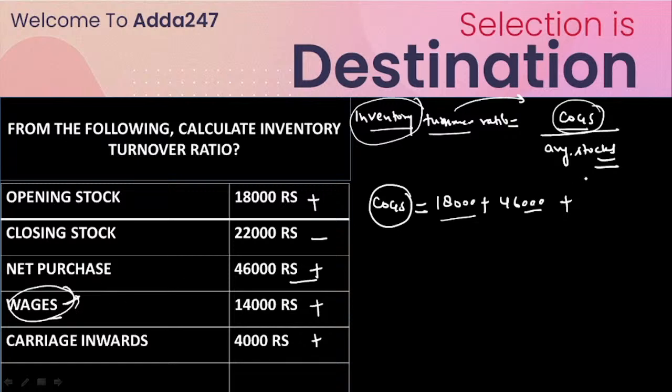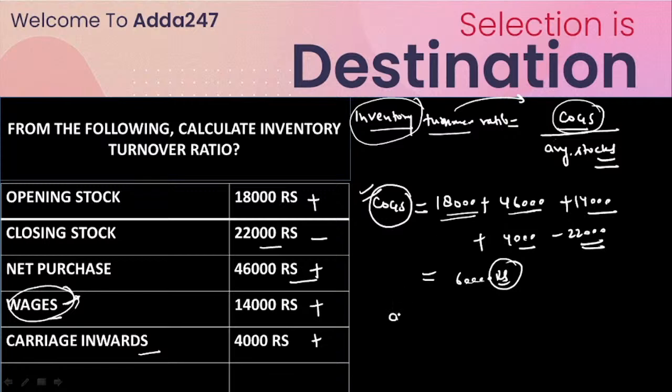and we just have to sum up here: wages of 14,000 rupees, plus carriage inward of 4,000 rupees, and minus 22,000 rupees. Okay, so just calculate this and you will get the answer. Just calculate this, you will get the cost of goods sold, which will be equal to 60,000 rupees.